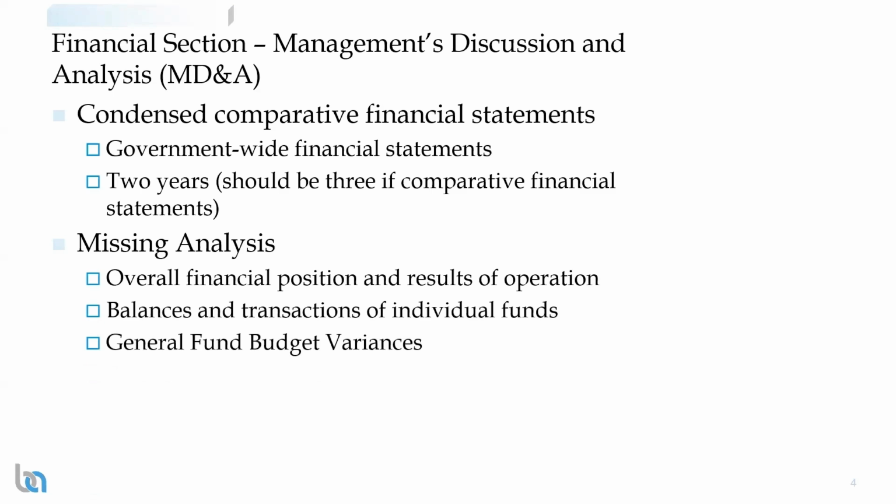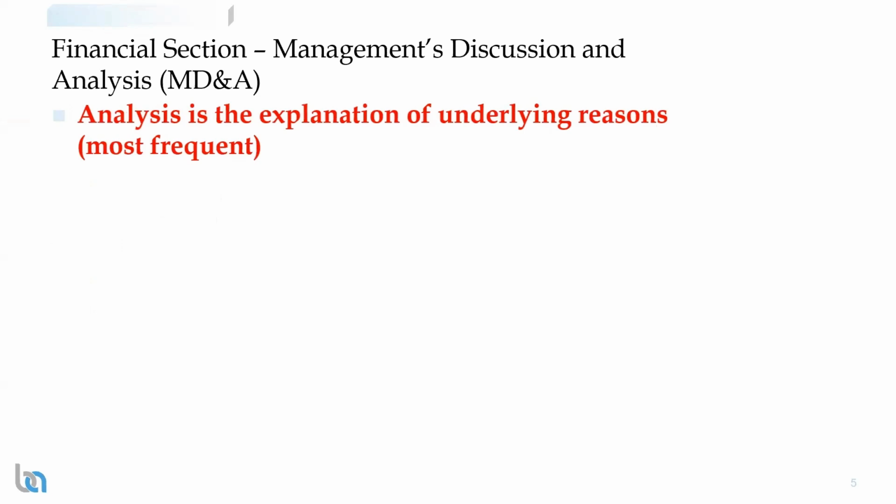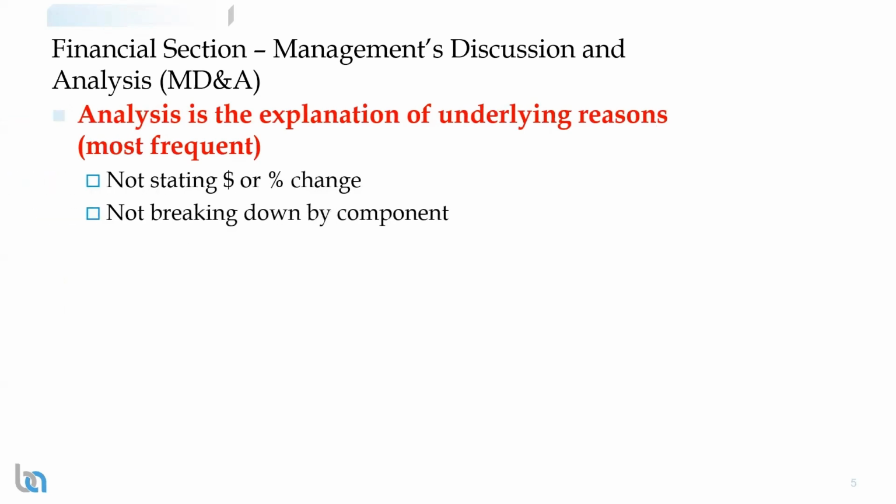And this is other information that's been missing, like financial position, results of operations, balances and transactions of individual funds, budget discussion of the general fund. These are omitted items. And analysis, again, is the underlying reasons for the change.